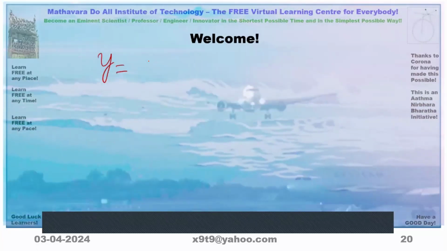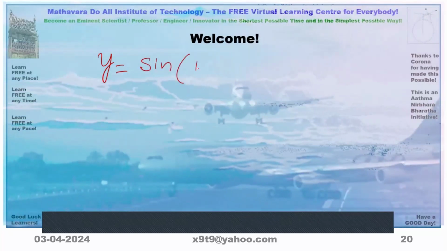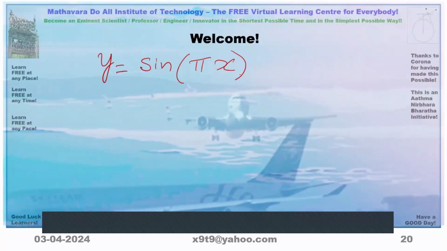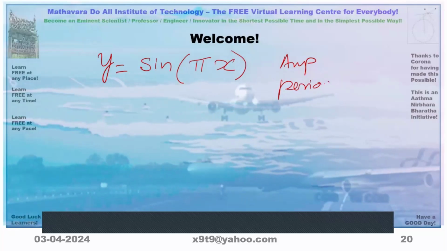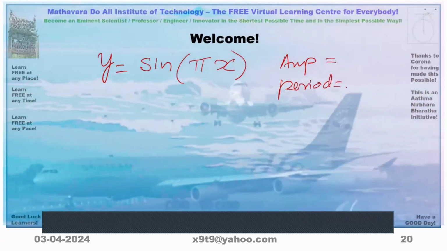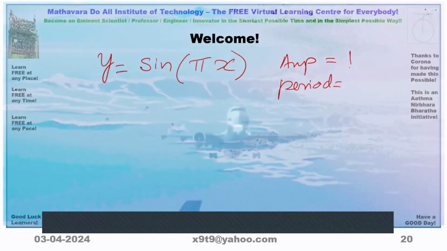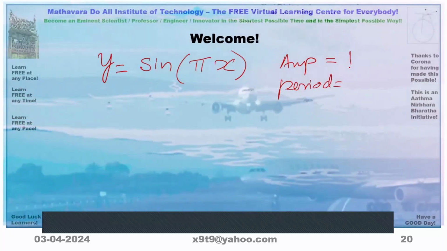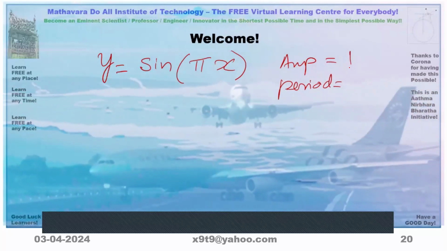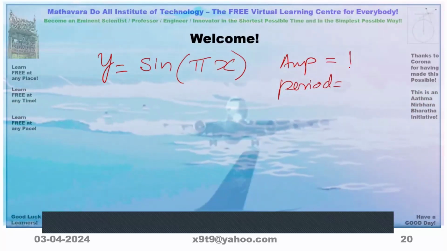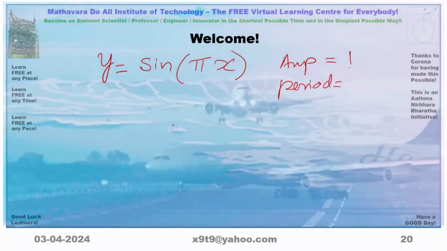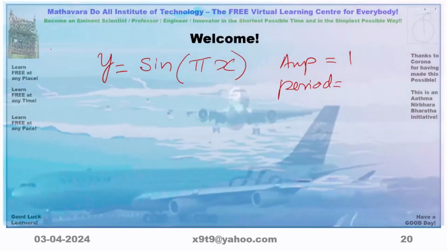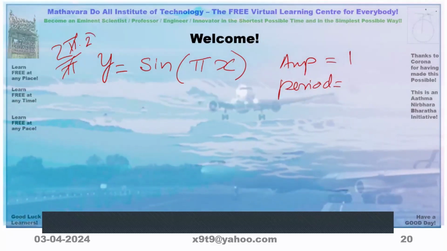Suppose y is equal to sine pi x. So what is the amplitude? What is the period? Amplitude is 1, and pi, there's no pi. So how much will come? No, we have the 2 pi, which you have to divide by pi. So pi cancels, you will get 2.